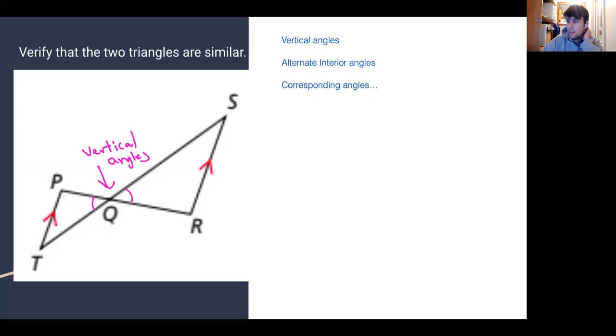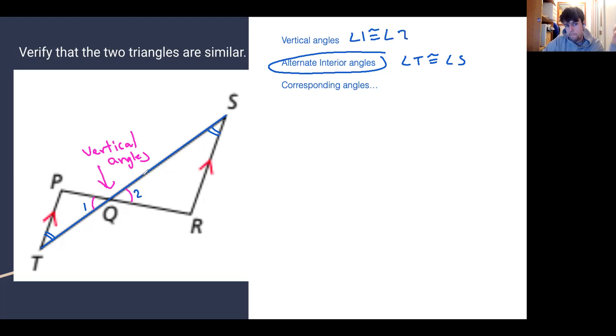And then since we do have some parallel lines, so PT and SR are parallel, these lines that connect them, so ST, for instance, one of them can be considered a transversal, which means that these angles, angle T and angle S, would be considered alternate interior angles. Angle T is congruent to angle S by alternate interior angles. We could even give these some numbers just to talk about those, that angle 1 is congruent to angle 2.